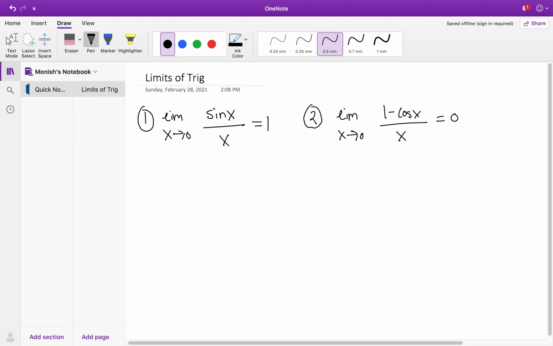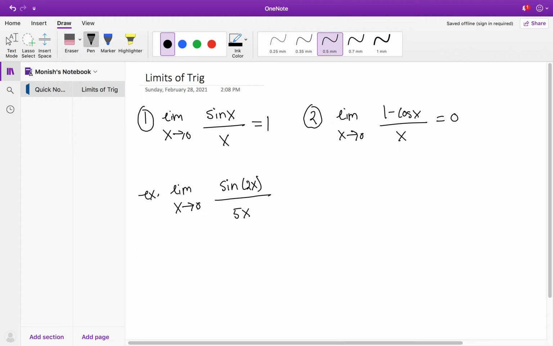And they won't ask it to you directly like this. They may manipulate it, so instead of sine x, it could be something like sine of 3x, and so you would have to solve it that way. They can ask you in a couple different ways. So one example is the limit as x approaches 0 of sine of 2x over 5x, and so it wants us to solve that.